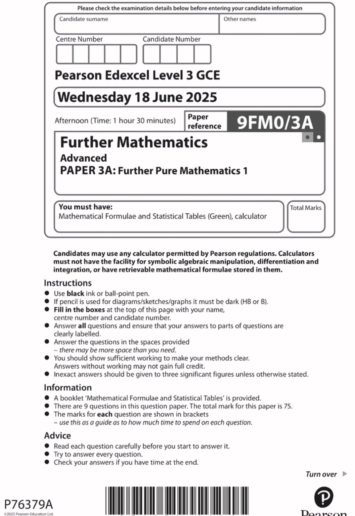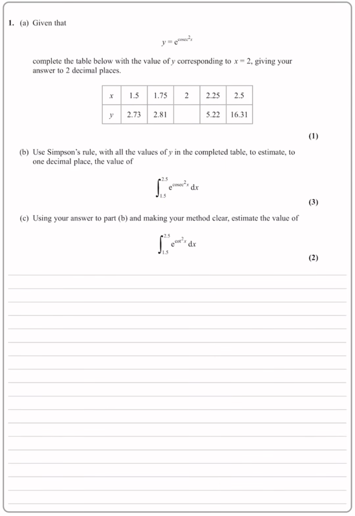Welcome to the June 2025 Further Maths paper 1. This is Further Pure 1, FP1. All right, question number 1 is about Simpson's rule.